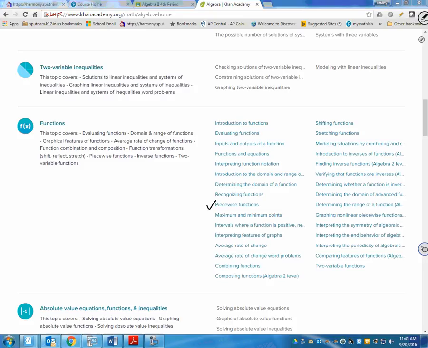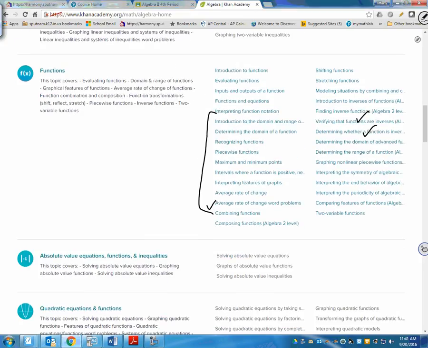And then we don't really need a lot of this stuff, but notice, look at this, shifting functions, stretching functions. There might be some stuff in there that we haven't done, but definitely you can look at those transformations. Graphing nonlinear piecewise functions, I don't know if you need that or not. But anyway, these first things here and this, I think those are really good. We haven't found absolute value yet, but look right underneath there. Absolute value equations, absolute value functions, absolute value inequalities.